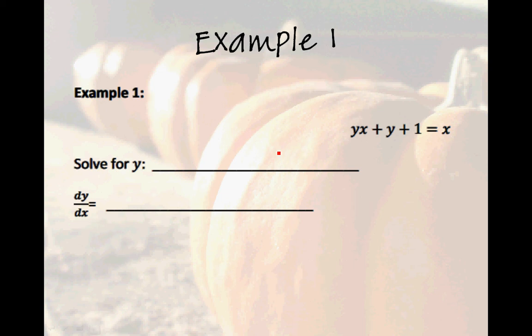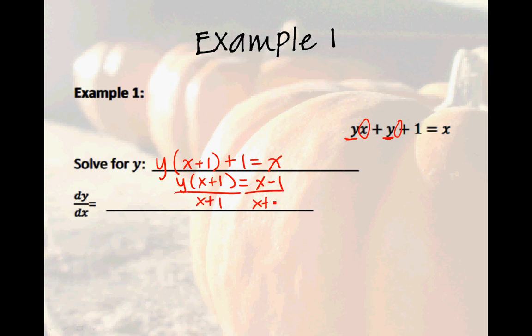Okay, so to solve for y, you should have identified that you can factor out a y here. So if you do that, you have an x left and a 1 left. Okay, and that's plus 1 equals x. And then I'm going to subtract the 1. And then the last thing that I do is divide by x plus 1. So y equals x minus 1 over x plus 1.